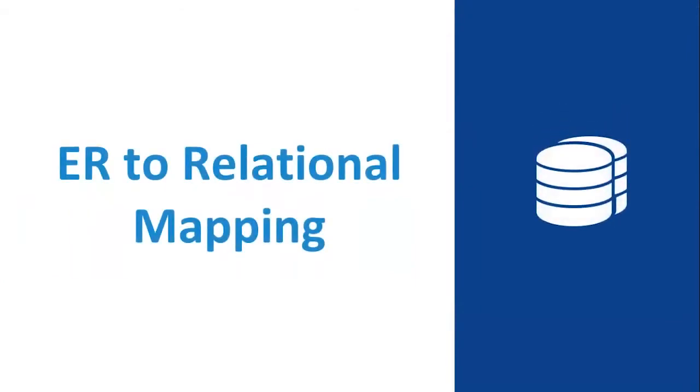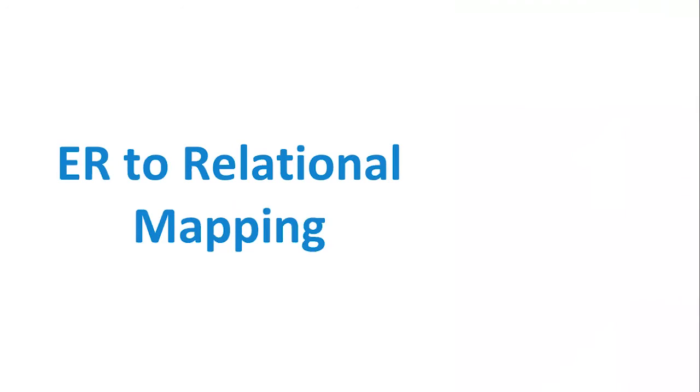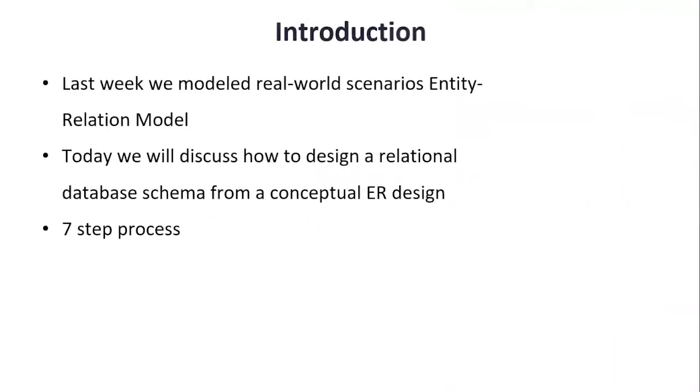In this session, what we are going to learn is about entity relation models to relational data model mapping. So last week we learned that we can model the real world scenarios using the entity relation model. And today we will discuss how we can come up with the database schema using those entity relationship models and entity relationship diagrams that we created. And for that, we are going to use a 7-step process.